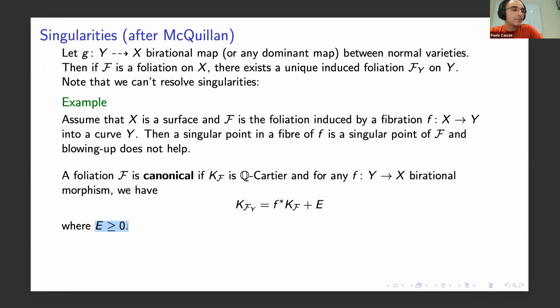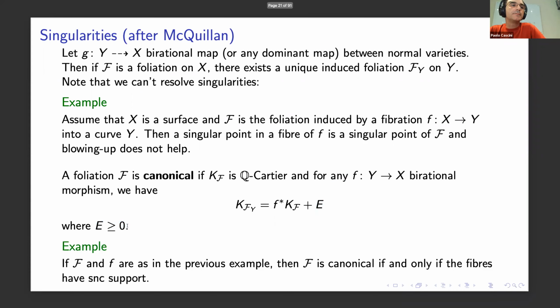We're going to see a more general context of singularities. But for a moment, let me comment on this. So let's consider the previous example, a very, very simple example where X, a surface, maps to a curve. Then to say that the foliation is canonical is exactly the same as saying that the reduction of any fiber has simple normal crossing support. So this can be achieved.